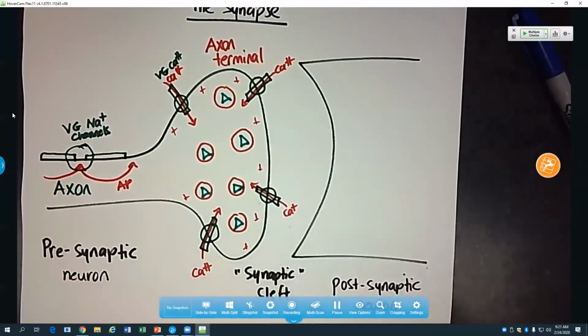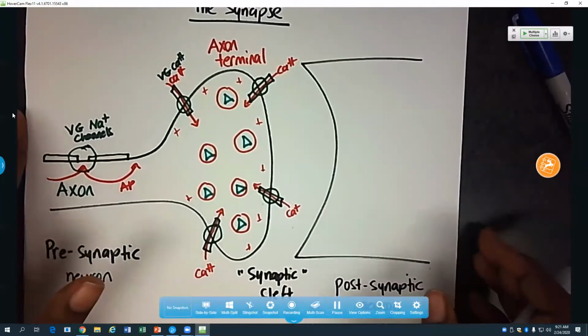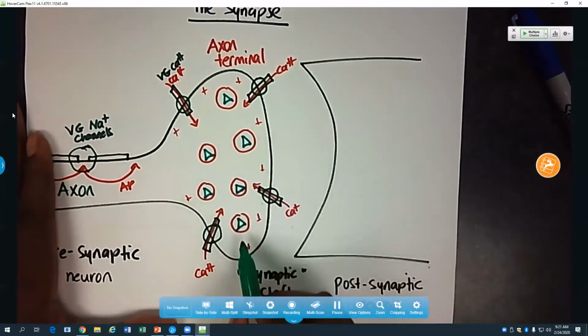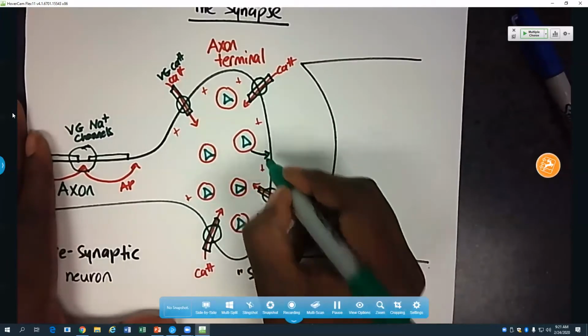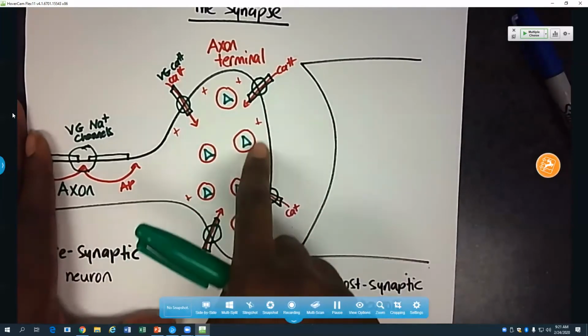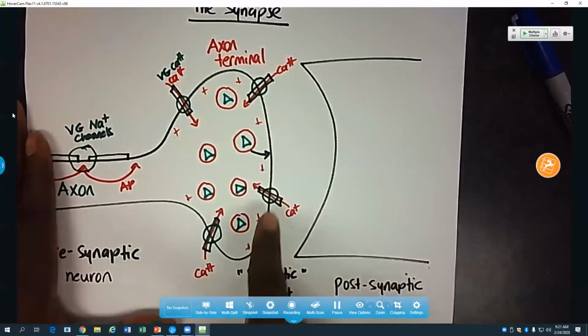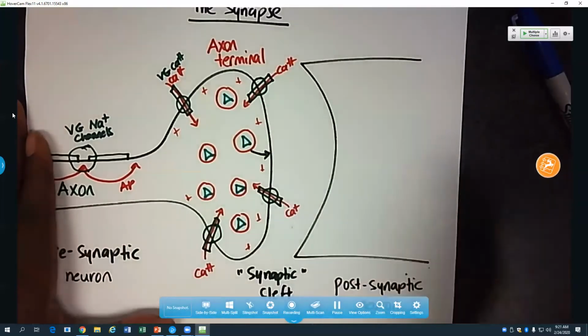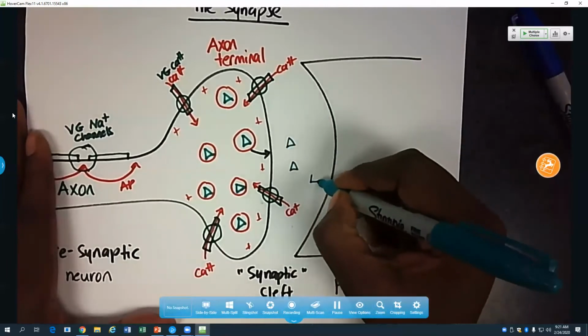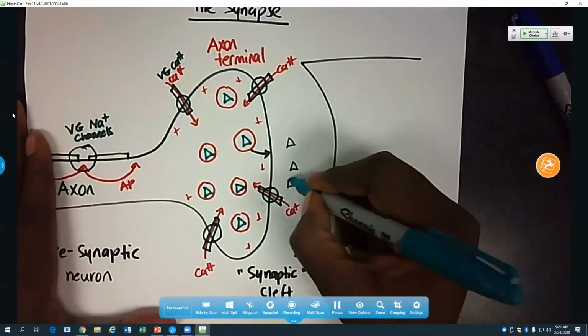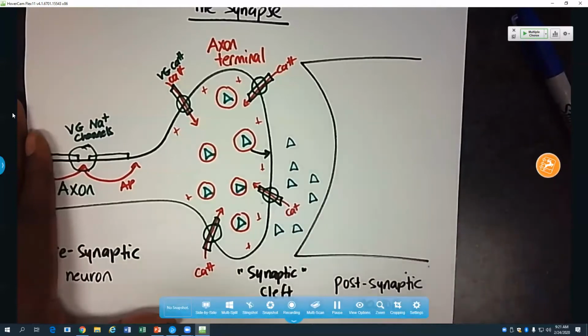Okay. Now, when calcium rushes in, this facilitates or triggers the exocytosis of these vesicles. So these vesicles will migrate to the membrane. They'll dock, their membrane will fuse with that of the axon terminal itself, and then we'll dump all of this neurotransmitter into the synaptic cleft. Okay.